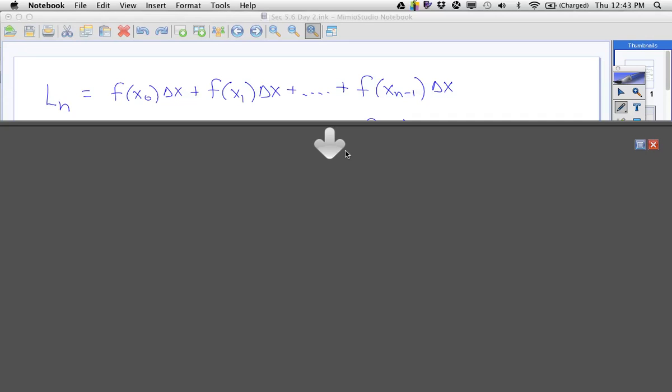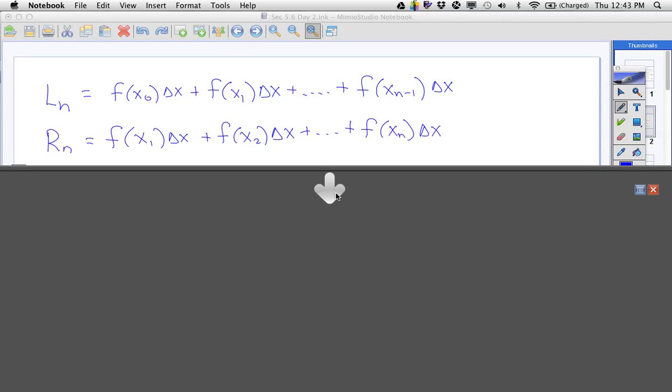Okay, so that's a left. A right would look very similar, except with a right, we don't start at the far left edge. We go one width over, because in our first subinterval, we use the right edge, and we go up to the curve. So that'd be f of x1, and then delta x, and f of x2, delta x. And then we end at the far right edge, which is x sub n.